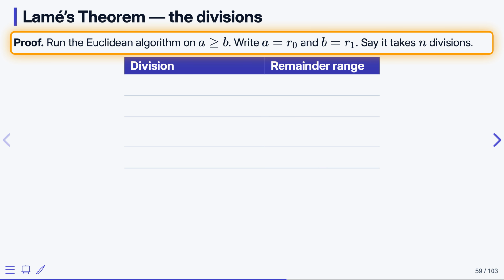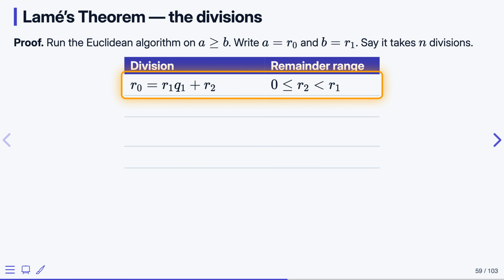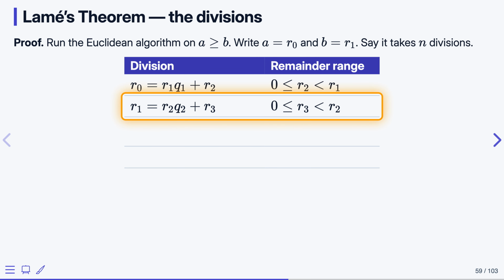Run the algorithm on A and B, with A at least B, renamed as R0 and B as R1. Say the run takes n divisions. The first division divides R0 by R1. It leaves a quotient Q1 and a remainder R2, which is smaller than R1. The second division does the same one place along. It leaves the remainder R3, smaller than R2.